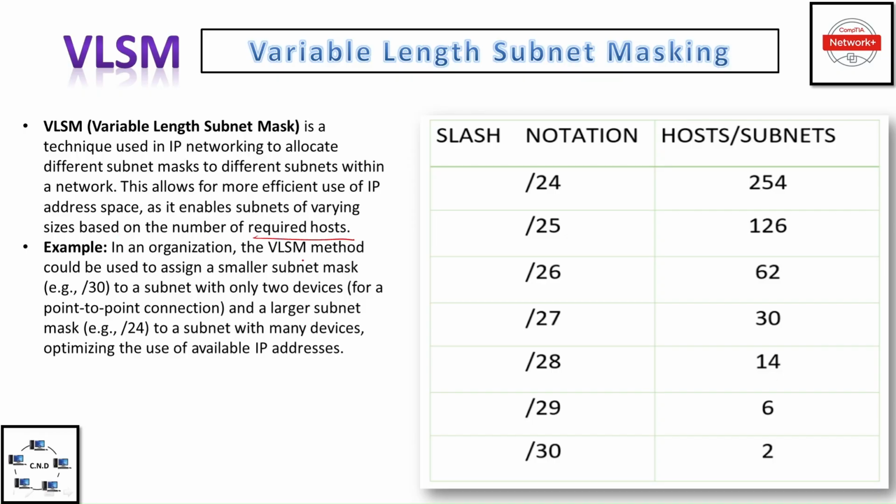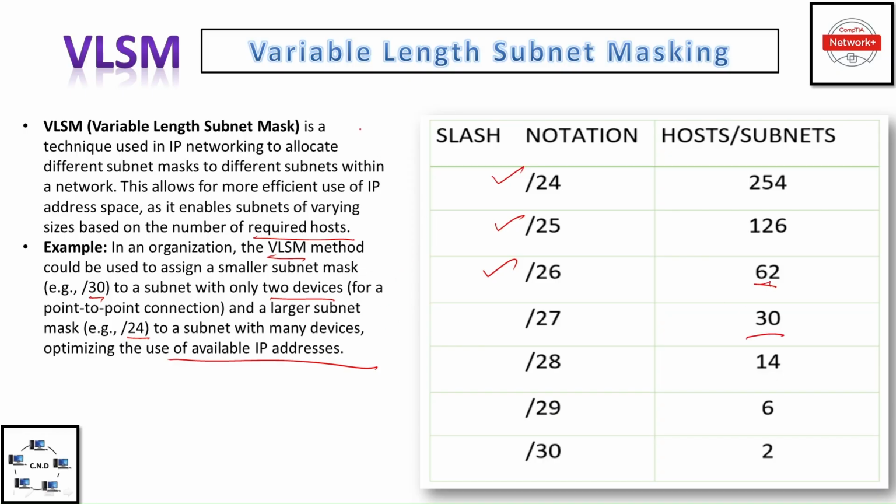For example, in an organization, the VLSM method could be used to assign a smaller subnet mask, such as /30, to a subnet with only 2 devices for a point-to-point connection, and a larger subnet mask of /24 to a subnet with many devices, optimizing the use of available IP resources. So this is simply the distribution of the network based on the required hosts or users.